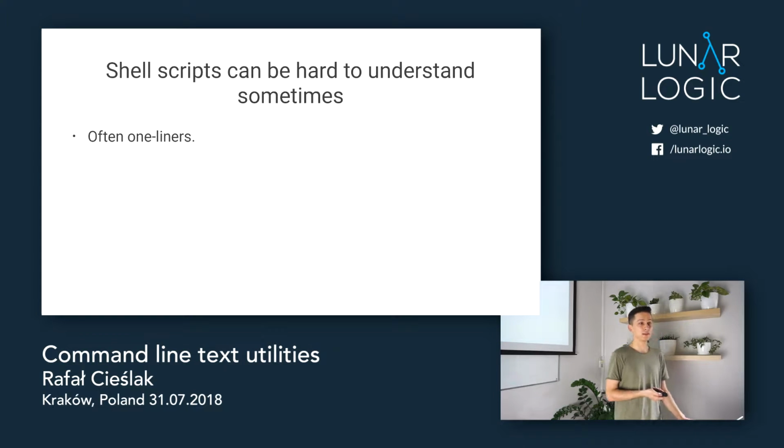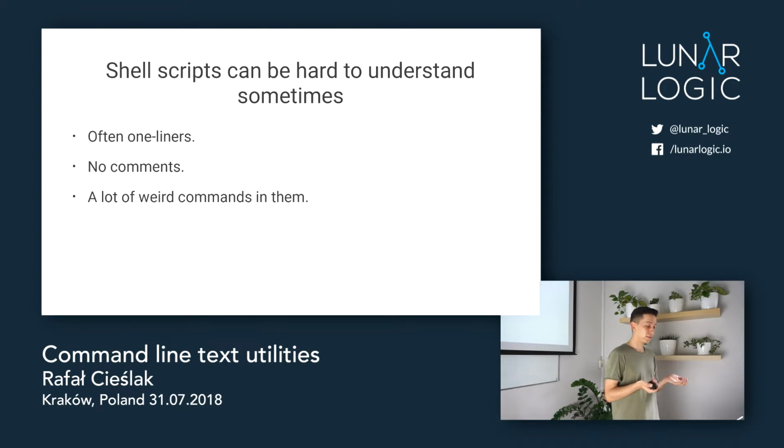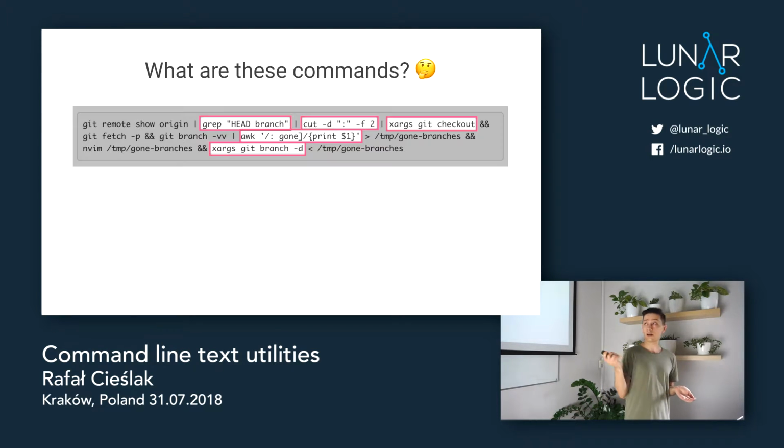They are often one-liners, which means that a few commands can do a lot of stuff that's difficult to follow. And because they are one-liners, there's no place for comments, so there's nowhere to note step by step what's going on. But what was the most intimidating thing for me is the fact that they often include a lot of weird commands which are not essential to the task at hand. Like half of the commands in that script are not even directly related to Git.